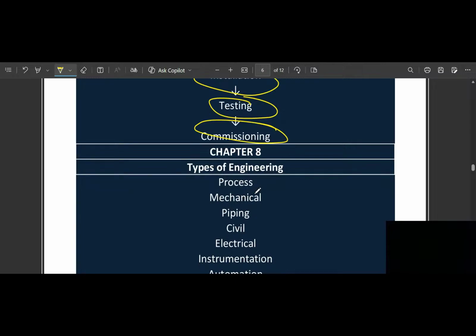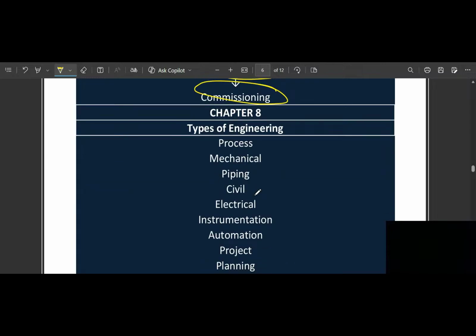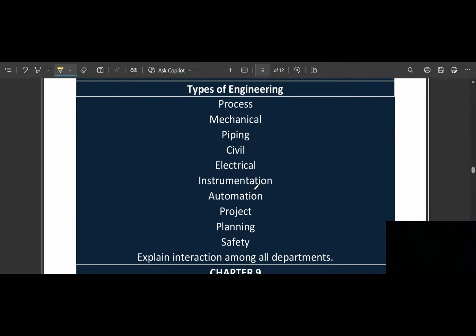So types of engineering. What are the types of engineering? We should know. There is process engineering, mechanical engineering, piping, civil, electrical, instrumentation, automation, project, planning, and safety.